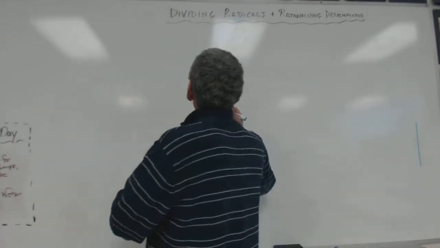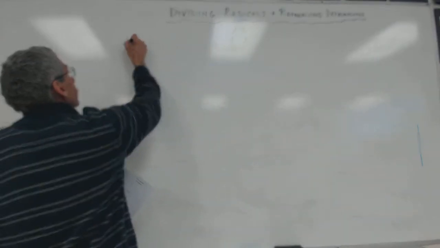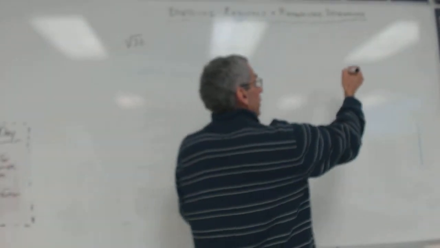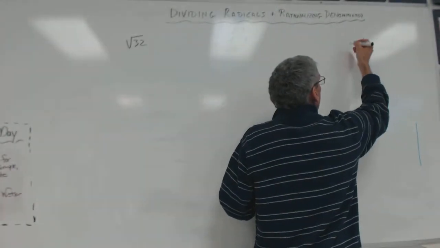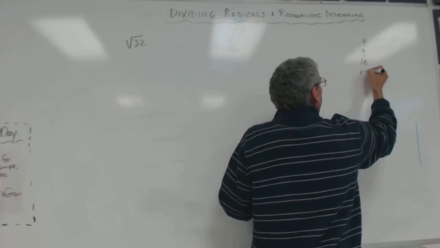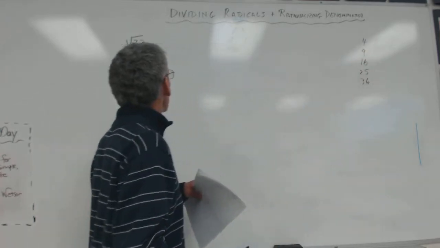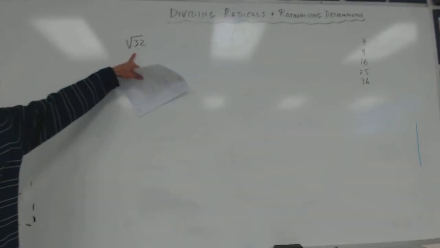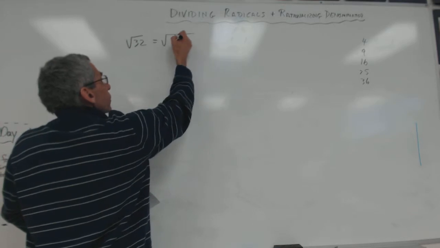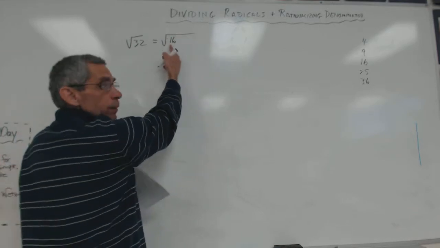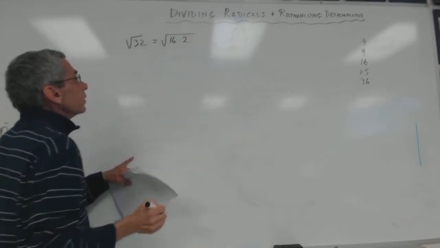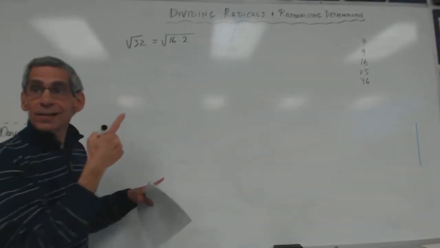So if I had the square root of 32 and I asked you to simplify it, I'm looking for my largest perfect square, which is 2 times 2 is 4, 3 times 3 is 9, 4 times 4 is 16, 25, 36. What's my largest perfect square that goes into 32? 16. So I could rewrite this as the square root of 16, I always put my perfect square first, times 2, right? And that is the same.